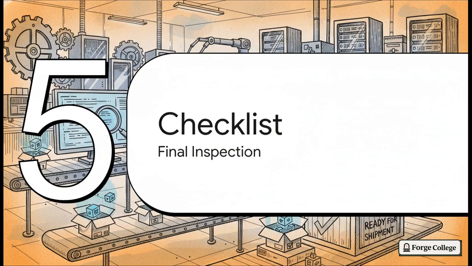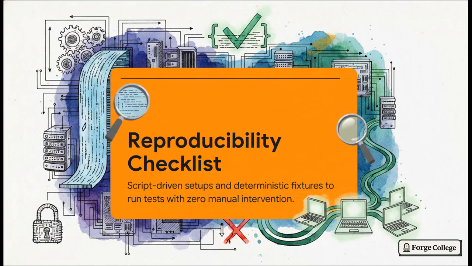Finally, Section 5, the reproducibility checklist. It's time for the final factory floor inspection. Let's define exactly what we mean here. A reproducibility checklist is a documented set of script-driven setups and deterministic fixtures.